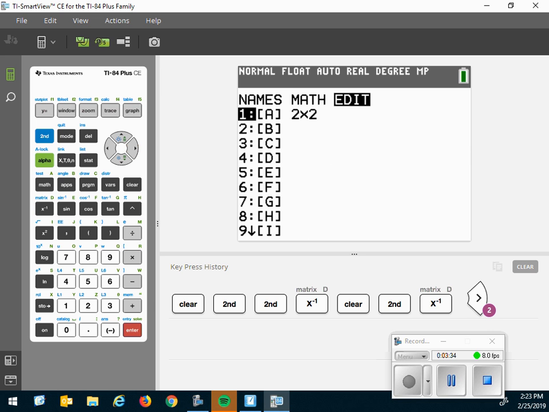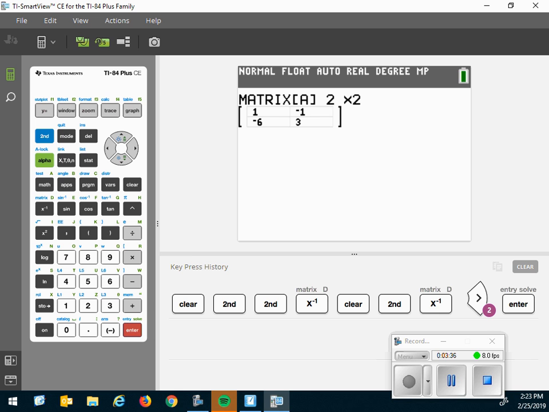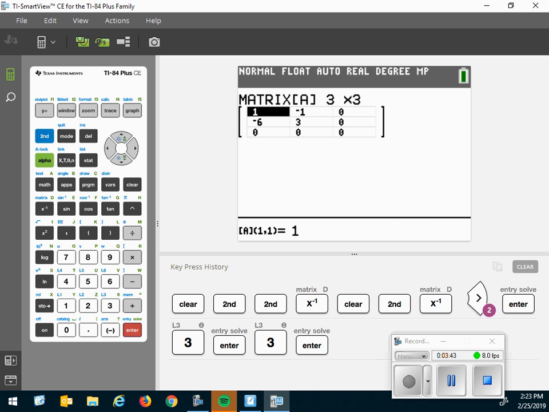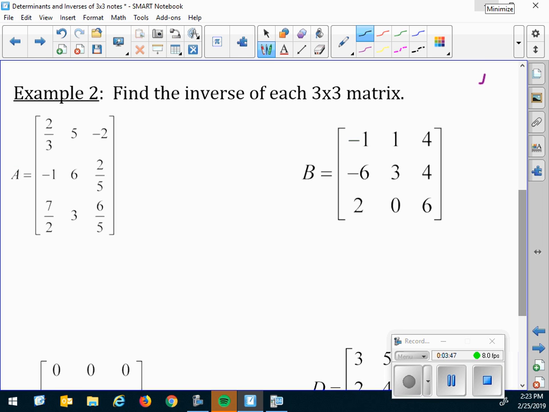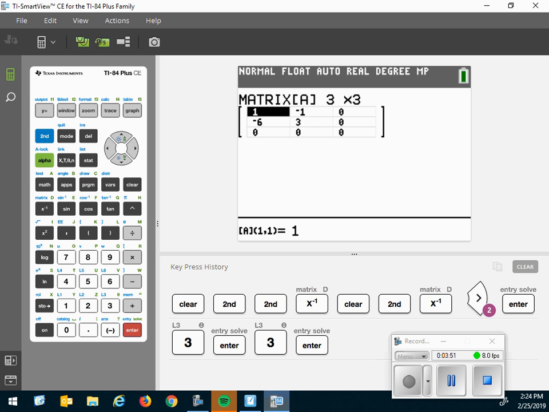Edit. What are the dimensions of that matrix? A 3 by 3. Are we doing the first matrix? Which one are we doing? Okay.